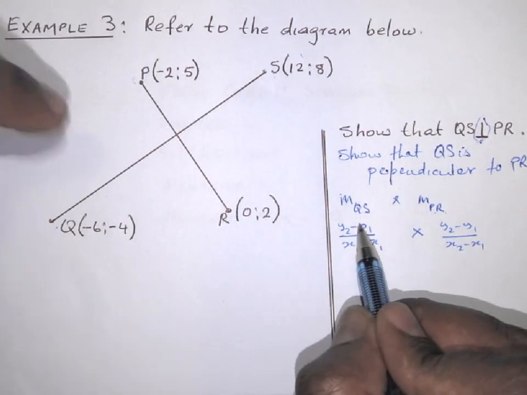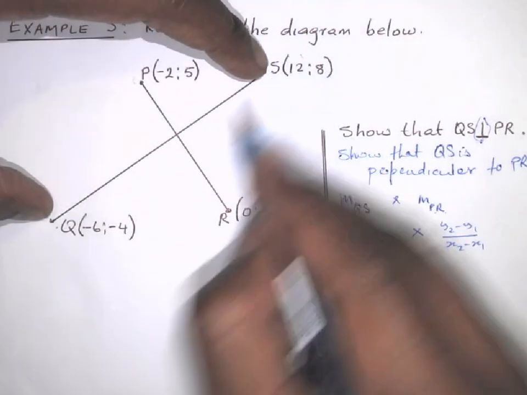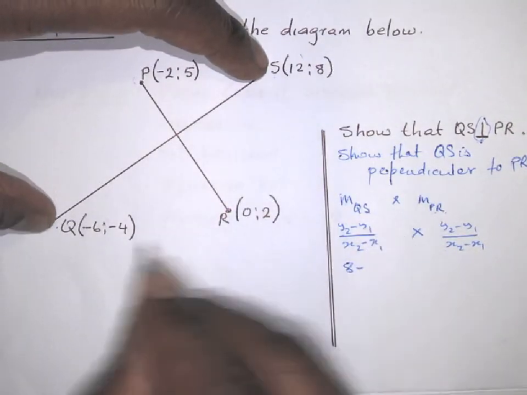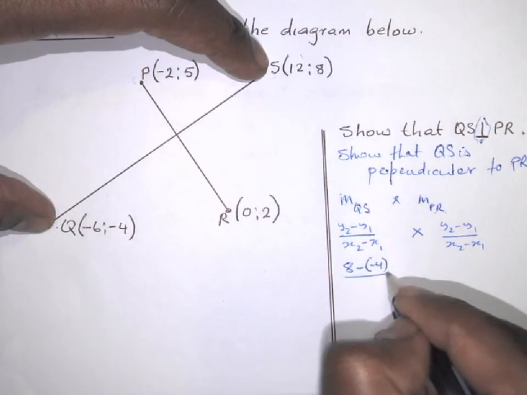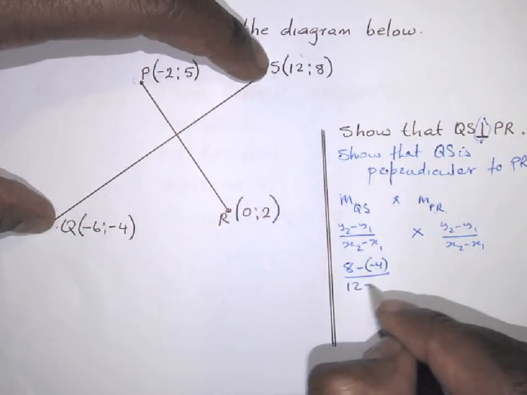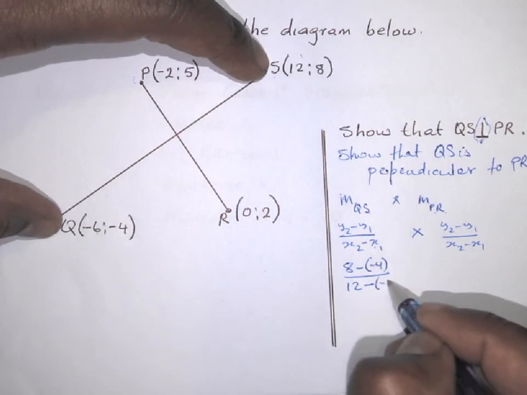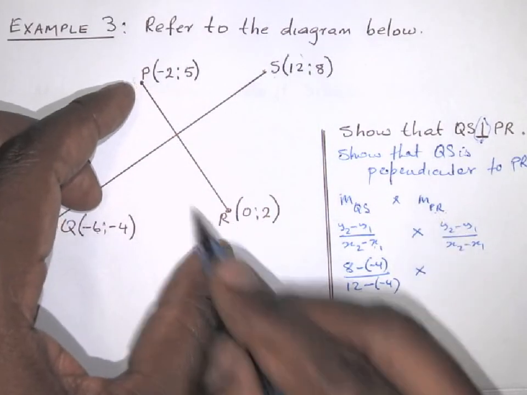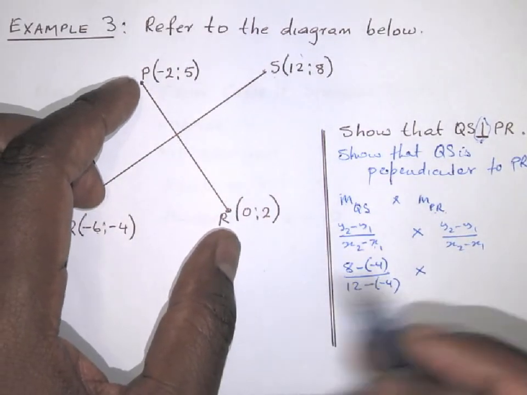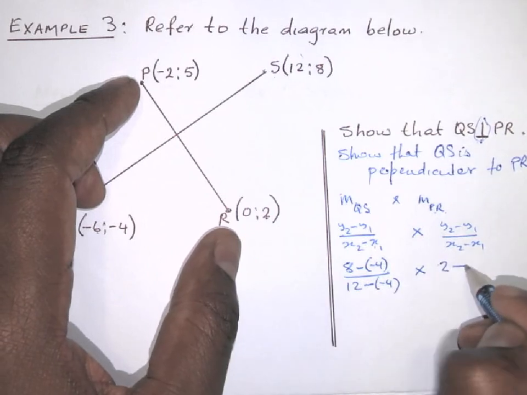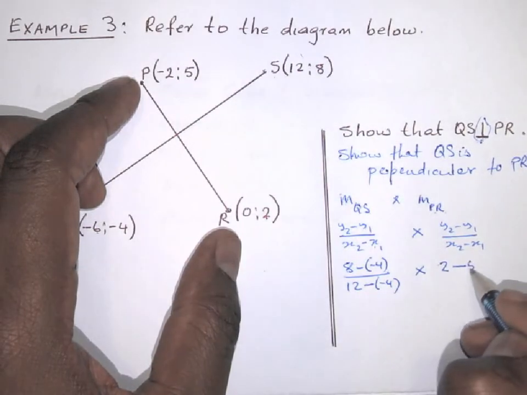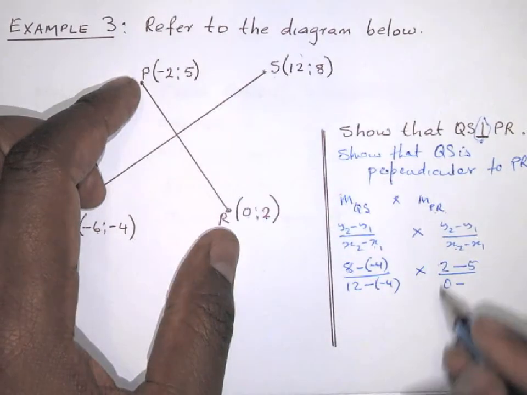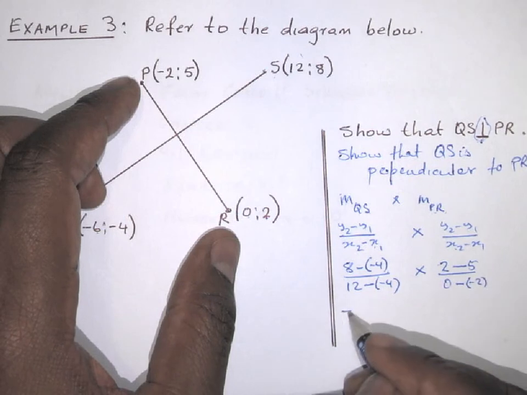Dealing with QS, there is QS. What is y2? QS is this line over here. So y2 is 8, minus y1. y1 is minus 4, over 12 minus x1. x1 here is minus 4. Multiplied by, now dealing with PR, the gradient of PR, I'm going to this line now, PR there. What is y2? y2 is this, so 2 minus y1. y1 is 5, over x2. x2 is 0, 0 minus that one, minus minus 2. So what is the answer that I get?